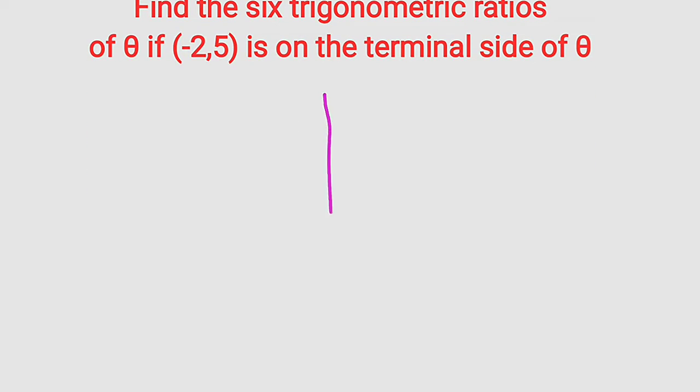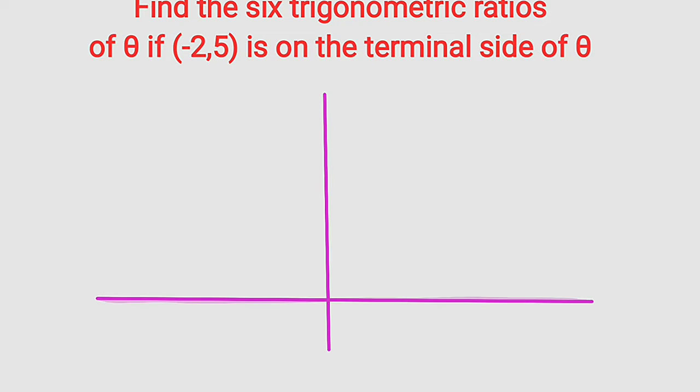Suppose we have the y-axis like this and the x-axis like this. Why did I draw it like this? Because I realize this is in the second quadrant. So we have -1, -2. And suppose we have 5 here. So the point of intersection between this -2 and 5 is this.